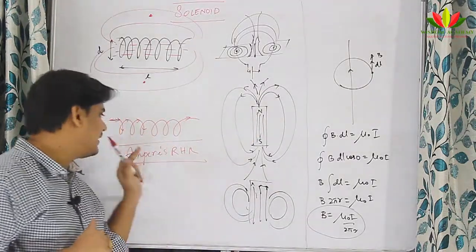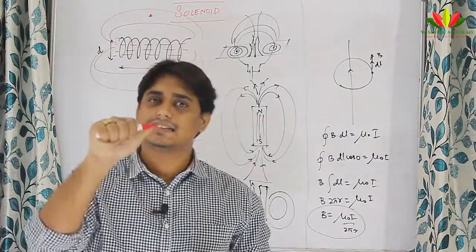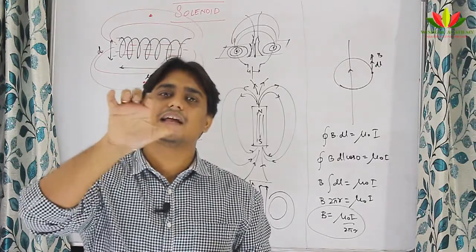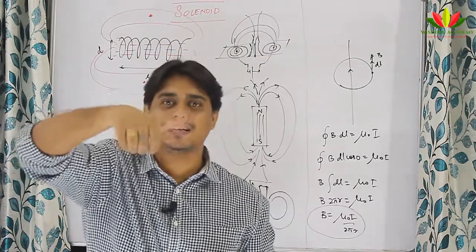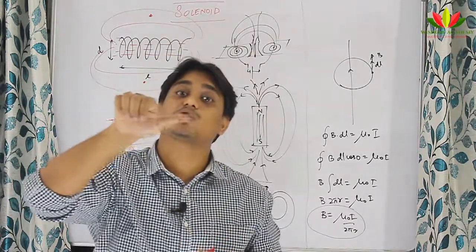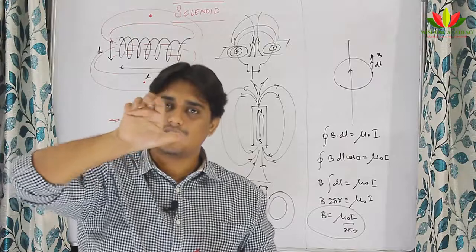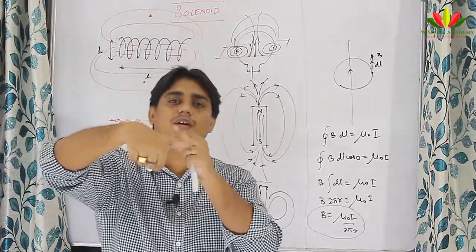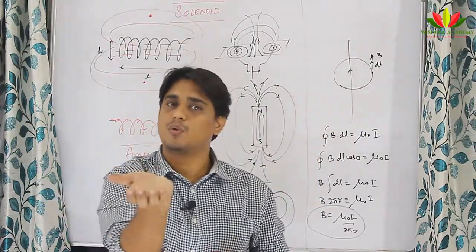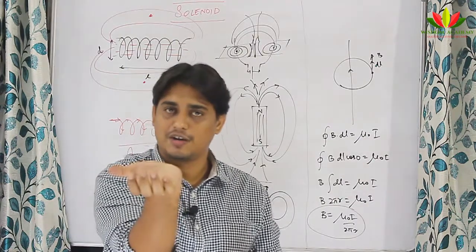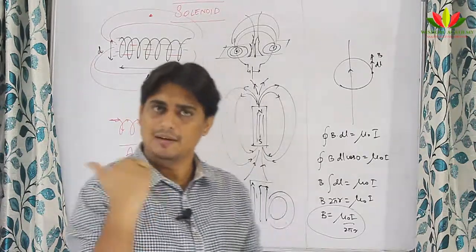To understand Ampere's right hand rule, we should hold the solenoid in our right hand in such a way that our four fingers give the direction of current flow. Suppose current is flowing in this way, clockwise, then our thumb will give the direction of north polarity. So when the current is going clockwise, the direction of north will be on this side, I mean on your right side. And if I am holding the solenoid in this way and the current is going anti-clockwise, then the north pole will be on the left side according to you.